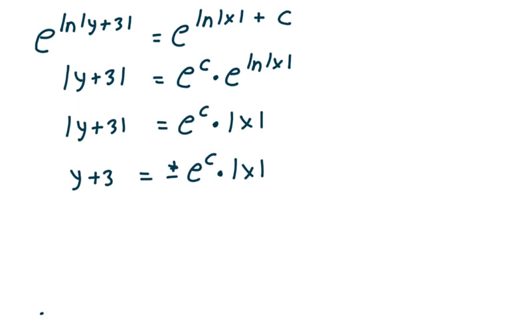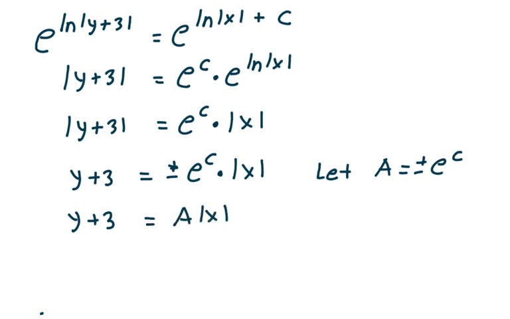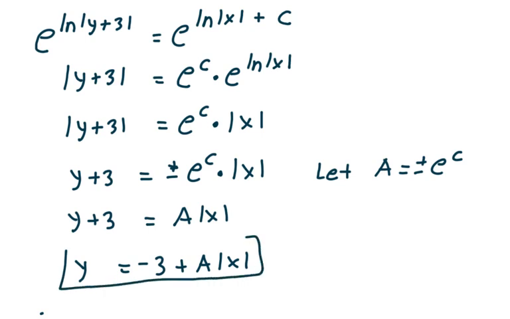Now, what I'm going to do is let a equal plus or minus e to the c. And so that says y plus 3 is the same as a times the absolute value of x. And so solving for y, we get y equals negative 3 plus a times the absolute value of x. And that's how we solve problem number 4.